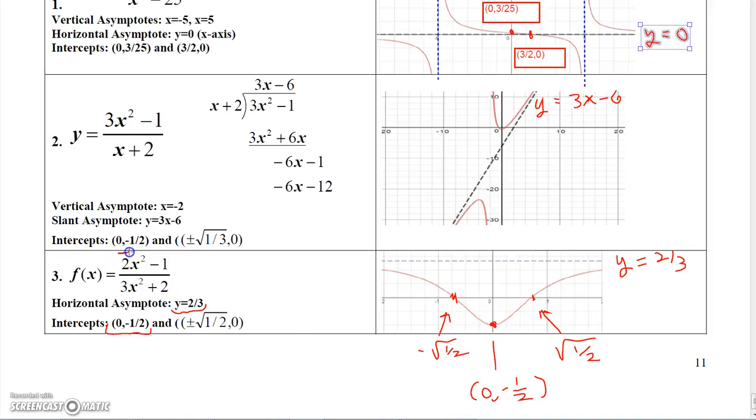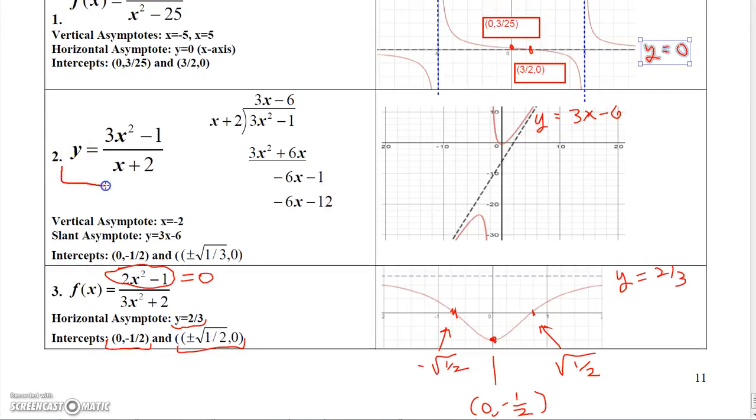Now, to get the x-intercepts, you have to set the numerator equal to 0, and I'll let you do that. But if you do that, you'll get 2x squared equals 1, and x squared equals 1/2. So x is going to be plus or minus the square root of 1/2. And so right here you can see the graph crosses the x-axis, and that's where x is negative square root of 1/2, and over here it crosses the x-axis, and that's where x is positive square root of 1/2. And so that's how we use that information to graph that particular function.